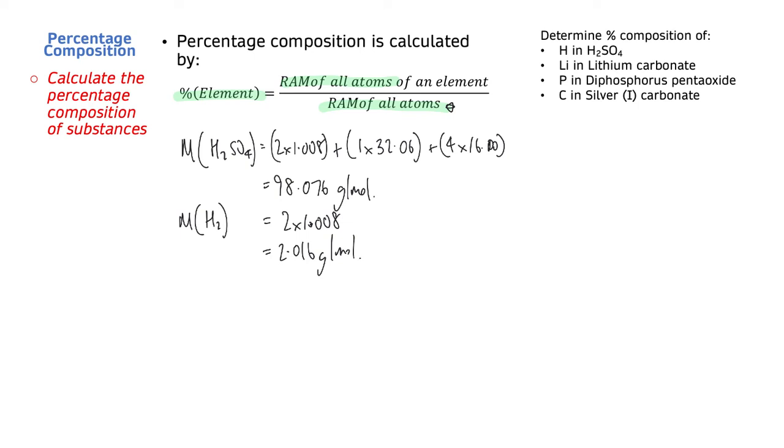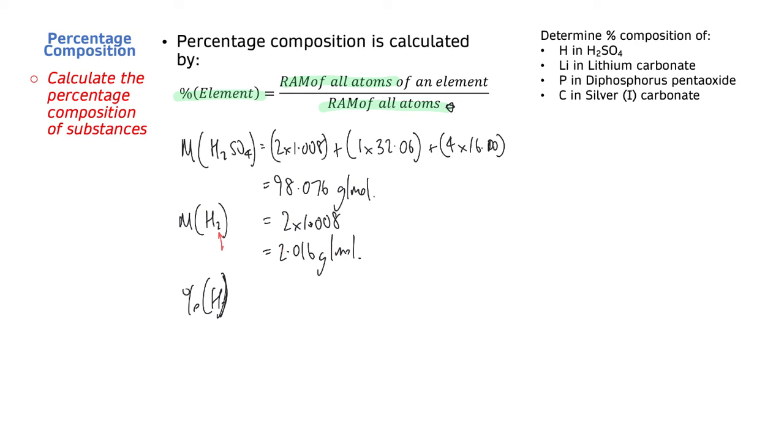All right, and so therefore we can work out the percentage of hydrogen, and notice how I've changed that from H2 to just the H, because this one here was for all of the hydrogens in it. Okay, so that's how we work out all of it.